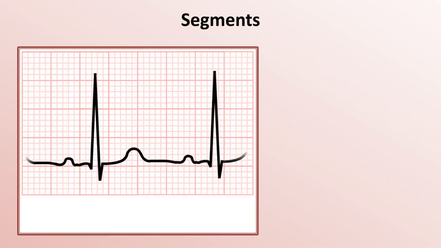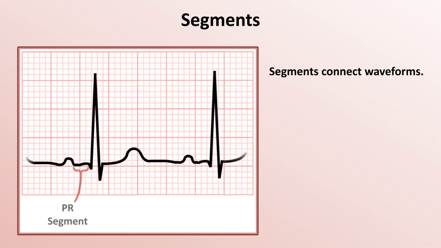Now let's return to the full set of waveforms and even include a little bit of a second waveform set to assist with the discussion of segments. Segments are lines which connect waveforms. They are simply named based on the two endpoints. For example, this line connecting the P wave and the QRS complex is the PR segment. I have no idea why it's not called the PQ segment, which would actually seem more logical.